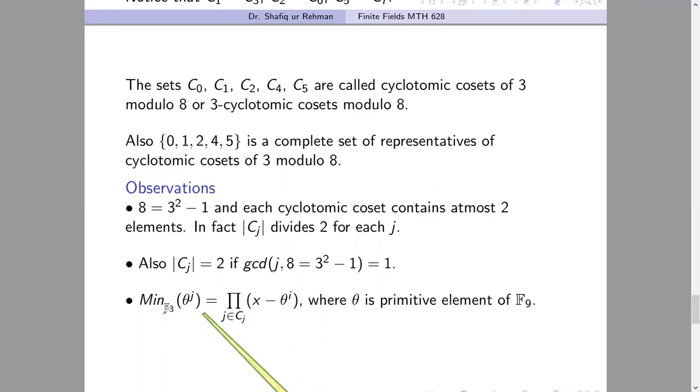So this remark is very important. We can use just cyclotomic cosets and put them in this formula, and we will obtain the minimal polynomials of powers of theta.